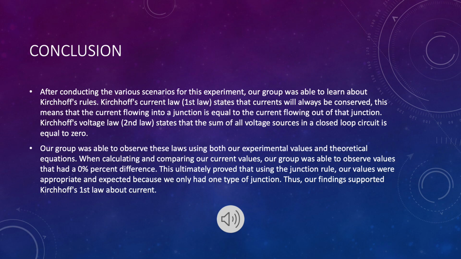Our group was able to observe these laws using both our experimental values and theoretical equations. When calculating and comparing our current values, our group was able to observe that we had a 0% difference. This ultimately proved that using the junction rule, our values were appropriate and expected because we only had one type of junction. Thus, our findings supported Kirchhoff's first law about current.